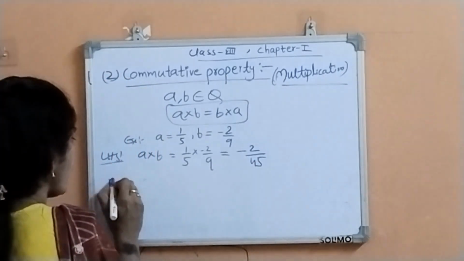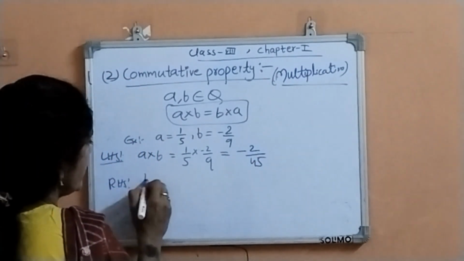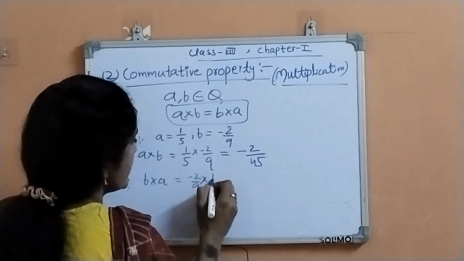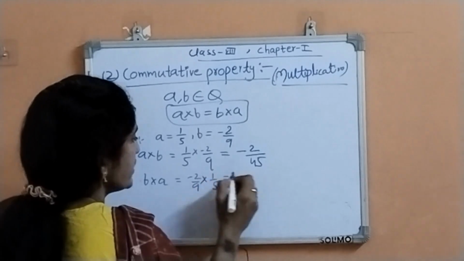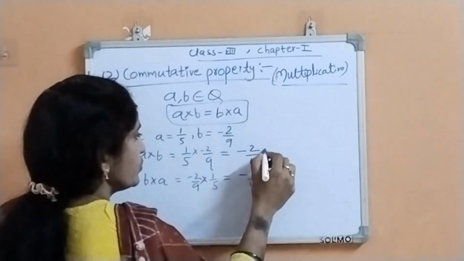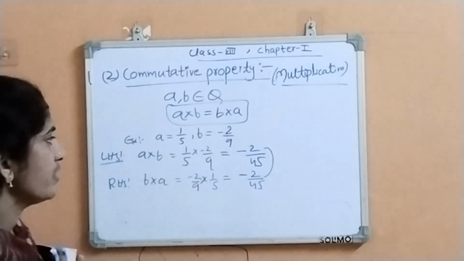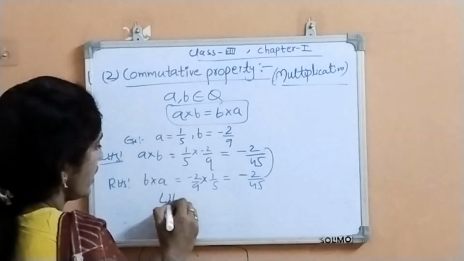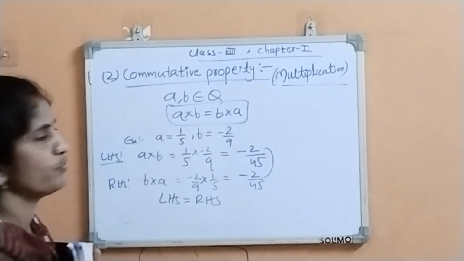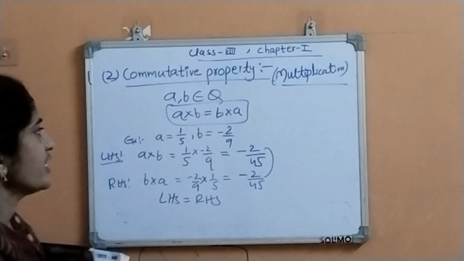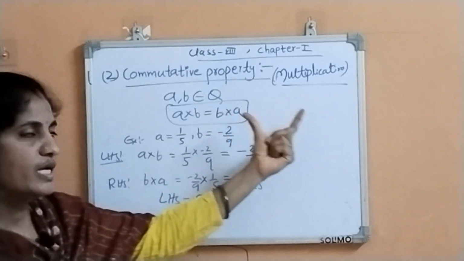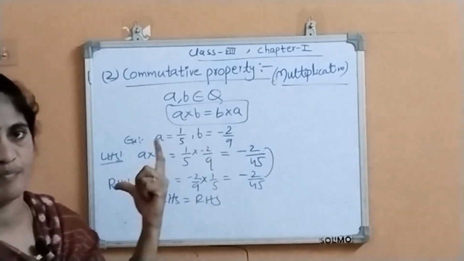Okay, so next RHS we are going to check, B into A. B means minus 2 by 9 into A means 1 by 5. So minus into plus is minus. 2 ones are 2 by 9 fives are 45. So we got LHS equal to RHS, that is minus 2 by 45, minus 2 by 45. So by this we can generalize that commutative property under multiplication is possible in the rational number system.